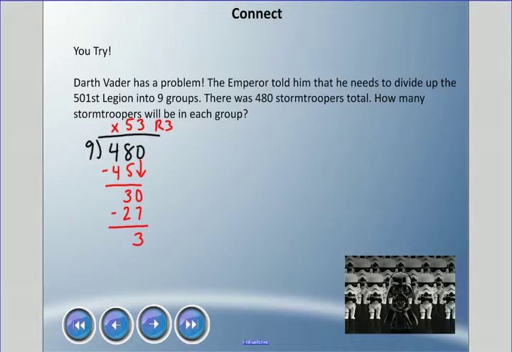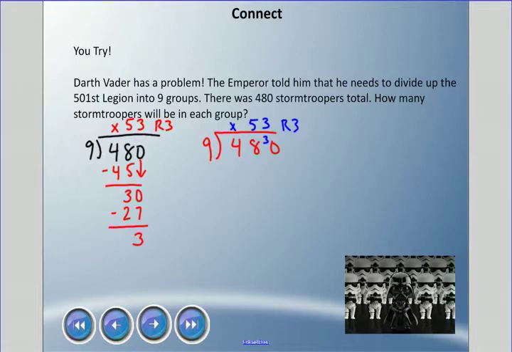If you do short division, that would look like so. 9 can't go into 4, but 9 can go into 48. Again, 5 times in my head. 48 minus 45 is 3. That becomes a 30. 9 can go into 30 3 times, and I'm left with a remainder 3.